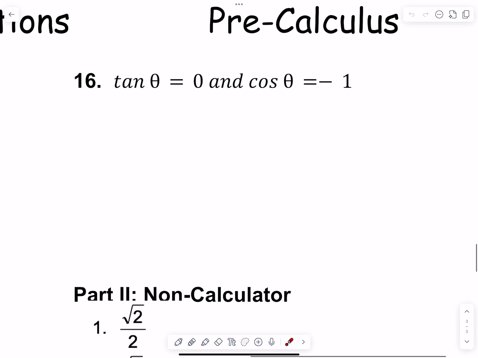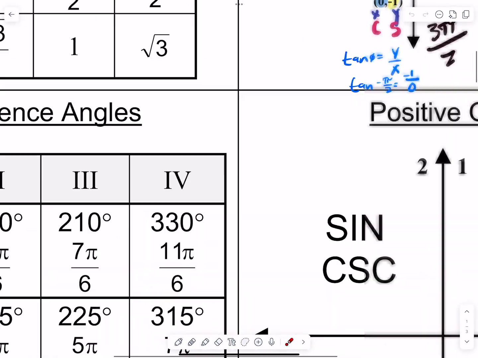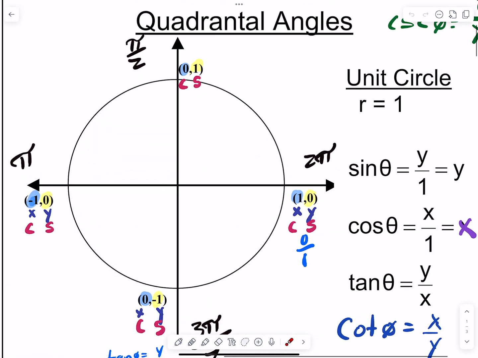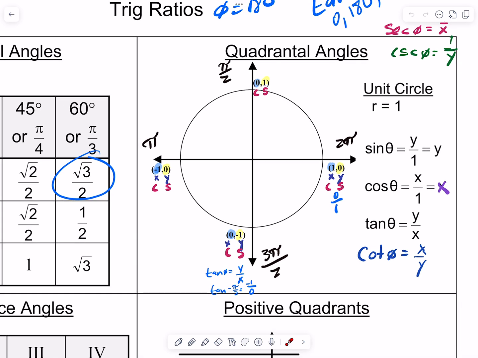On number 16, you're going to use the quad angle. So on this one, you're going to use this right here, okay? I won't do it for you, that way you can have some practice. You do have the answers posted so that you can use that to help you out.